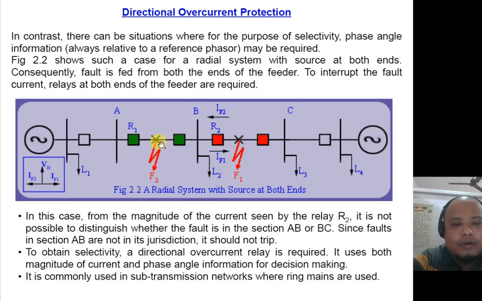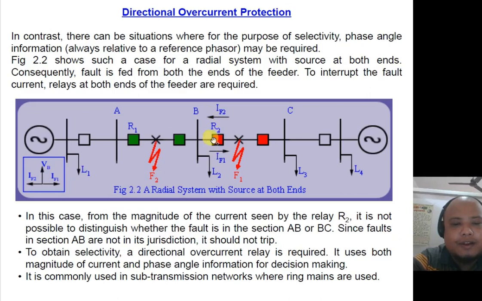Also, if the fault is at location F2, current will be flowing from both sides. So current will still be flowing via relay R2 from this source, but R2 should not act for this line section. For that, relay R2 has to be directional. That means it should operate only if the current is in the direction of IF1, not in the direction of IF2.